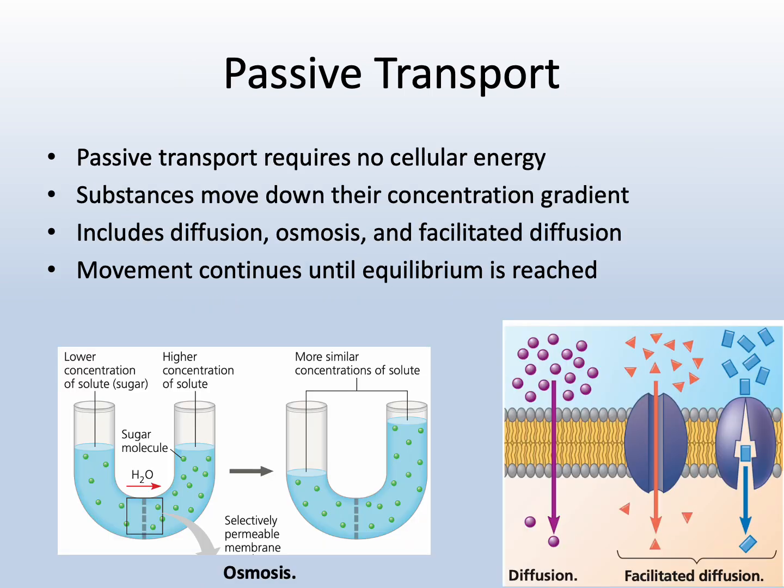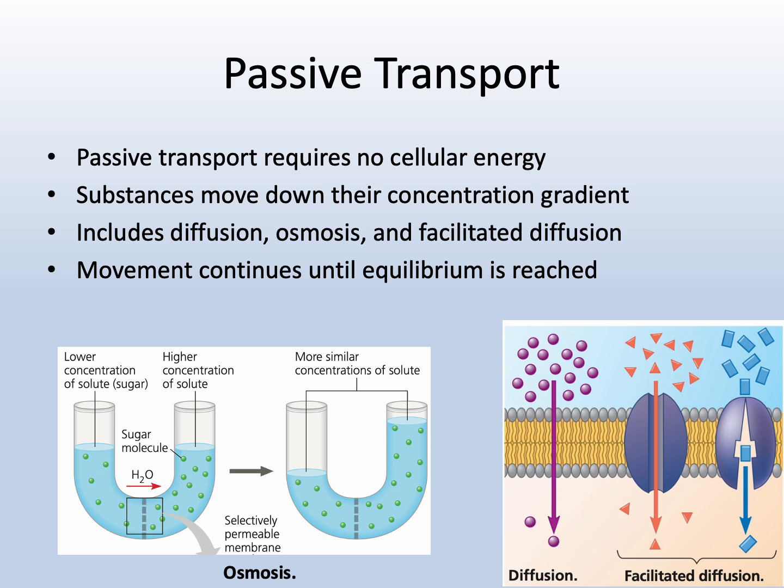Now let's talk about passive transport, one of the main ways substances move across cell membranes. Passive transport requires no cellular energy. The cell doesn't have to spend any ATP to make it happen. Instead, substances move down their concentration gradient, which means they move from an area where they are more concentrated to an area where they are less concentrated.